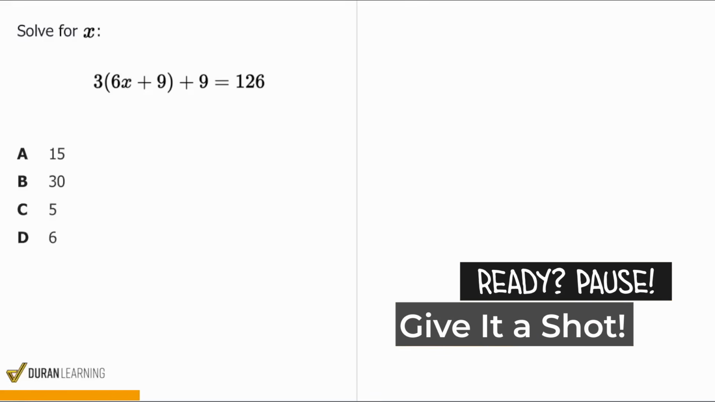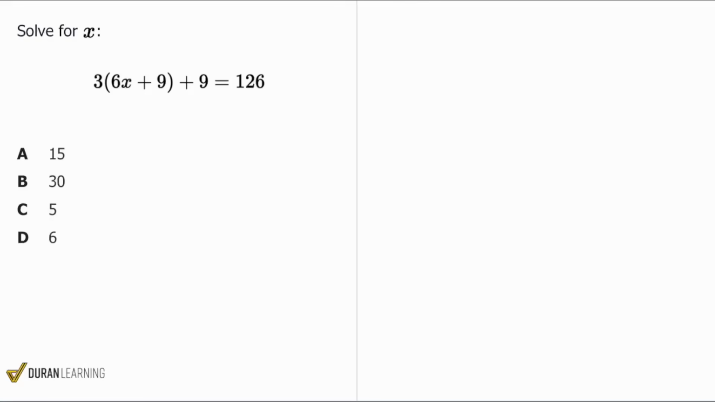Let's take care of business here, solving for x. So here what we see going on is we have 3 multiplied by the group, 6x plus 9, in the parentheses. And then we have plus 9 again, and then equals 126.